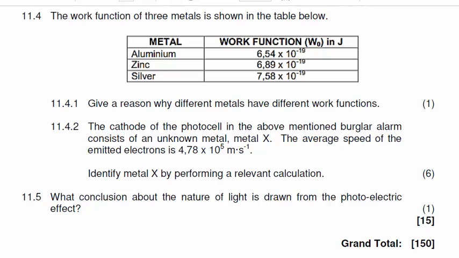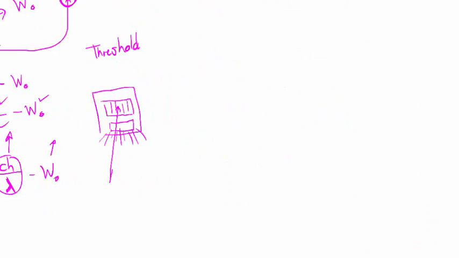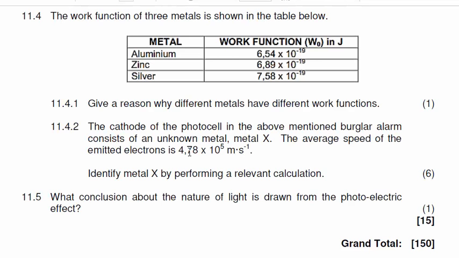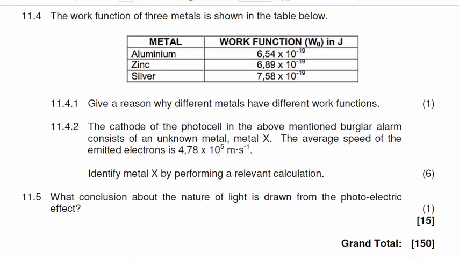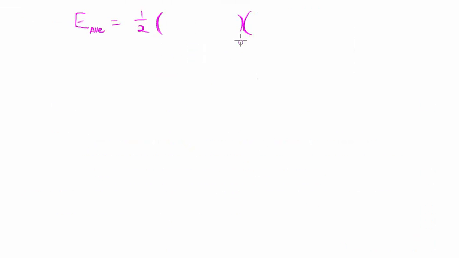So in other words, let's work with it here. Average is 4.78 times 10 to the power of 5. So the average energy that they are ejected with is a half mass, the mass, I'll get it now, I'll put it in now, times 4.78 times 10 to the power of 5.